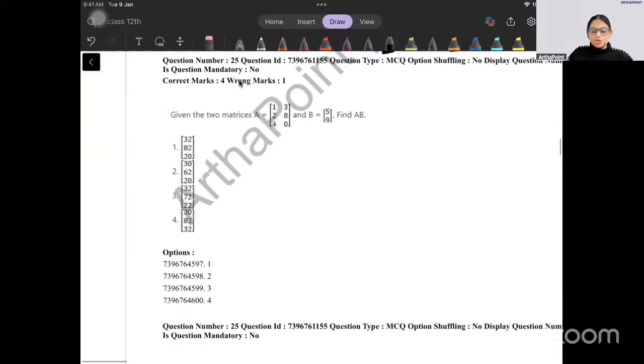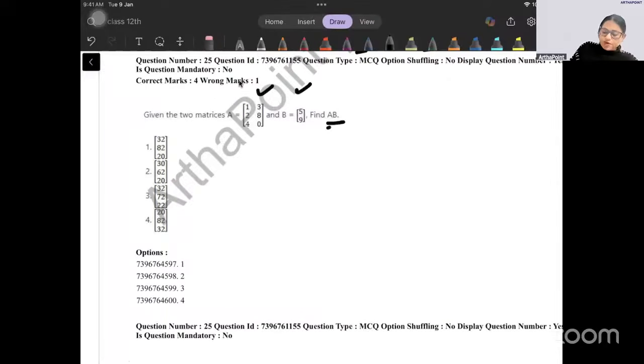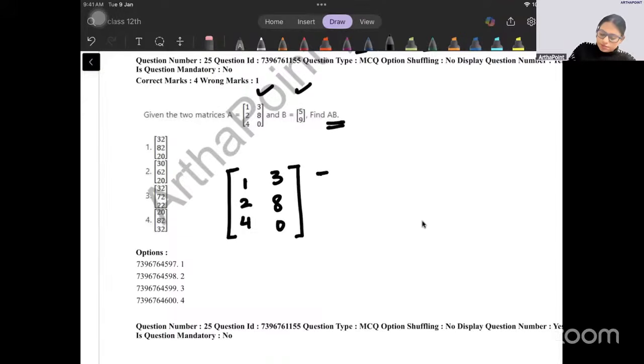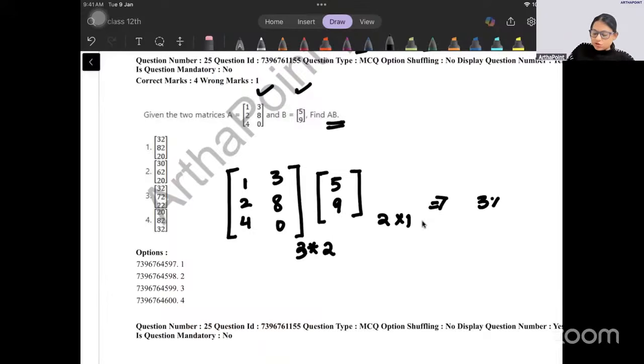Okay, give this question a try. Two matrices are given to you, find AB. One, 3, 2, 8, 4, 0, and 5, 9. The first is a 3 cross 2 matrix. There are 3 rows, 2 columns. And this is 2 rows, 1 column. So the answer you get should be 3 cross 1.